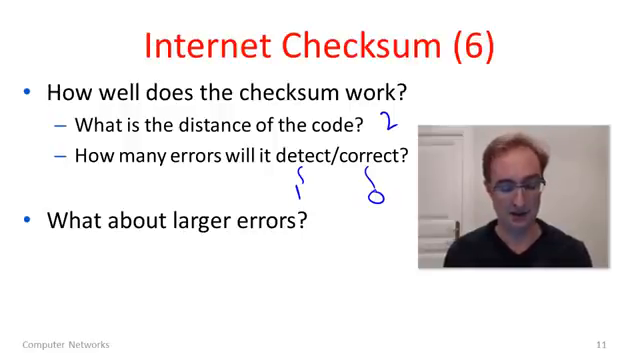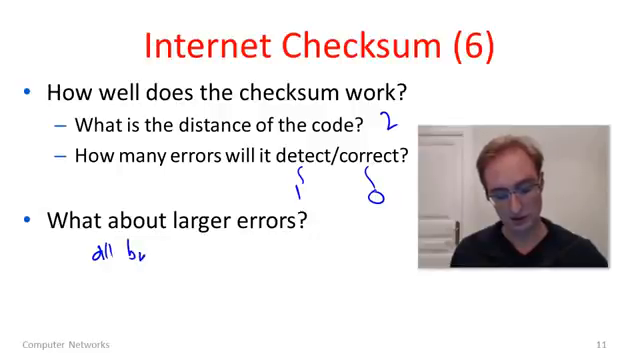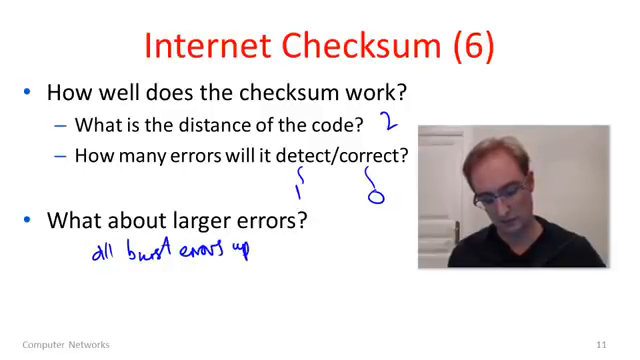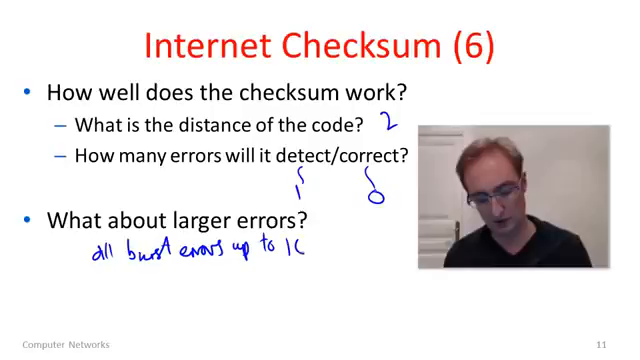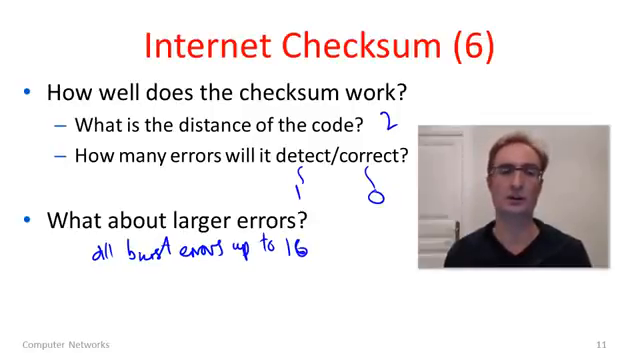It has gotten better. So if we think about larger errors, what's detected here is going to depend on the structure of the code. We will actually find all burst errors up to 16. So it's a 16-bit checksum. A burst error is just a sequence of errors in a row, or a window of errors where in that window errors occur. Maybe some bits in the middle are not flipped, but over that window, a small window in space, the error occurs. It's a burst error.